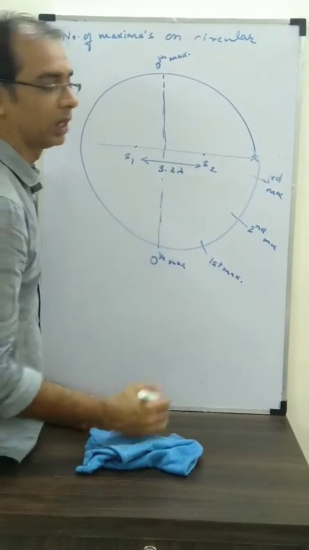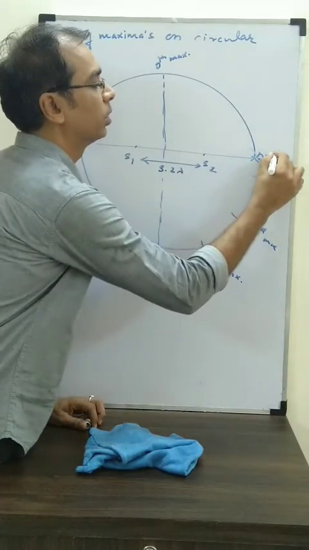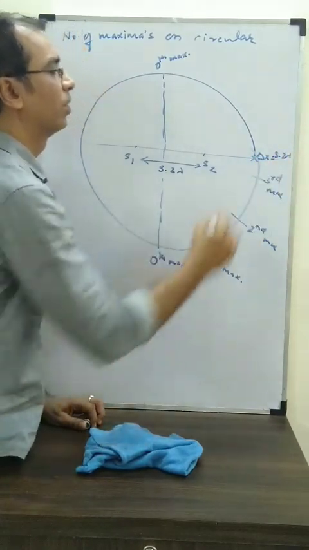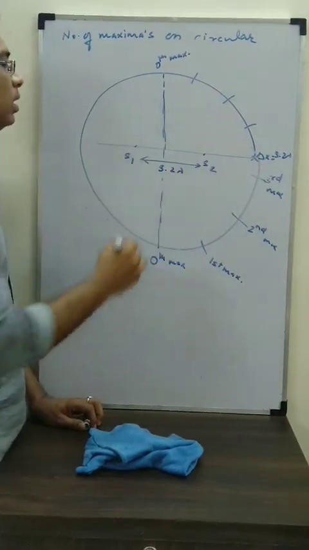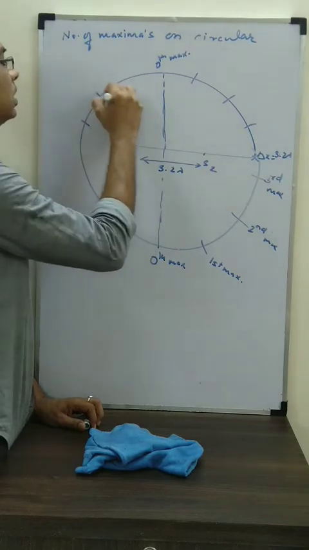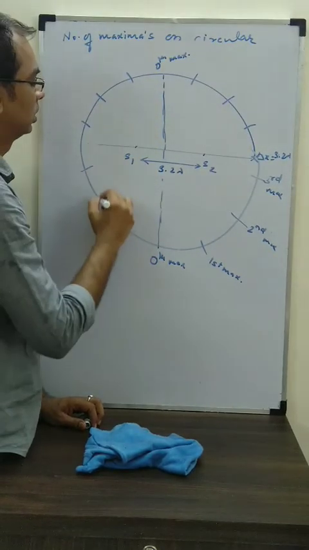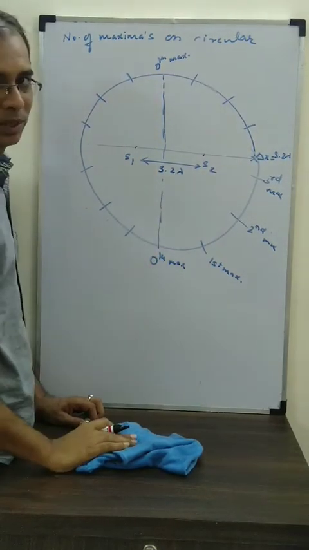There is no doubt about that. And here delta S is 3.2 lambda. Same way here again, third maximum, second maximum, first maximum. Here also third, second, first. Here also third, second, first. So how many maxima are there?